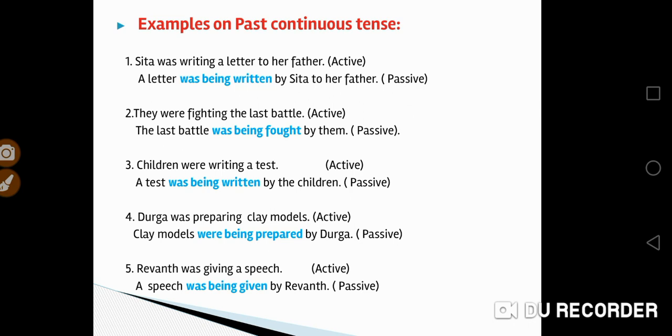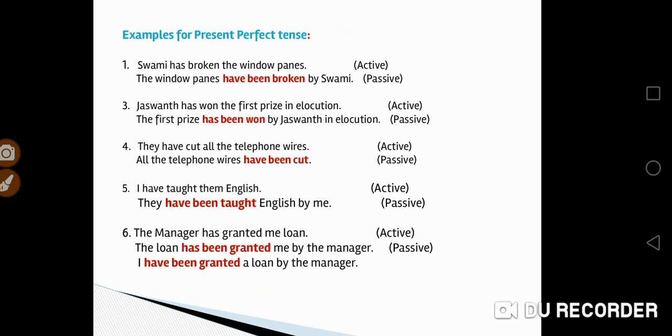Durga was preparing clay models. Clay models were being prepared by Durga. Revant was giving a speech. A speech was being given by Revant.